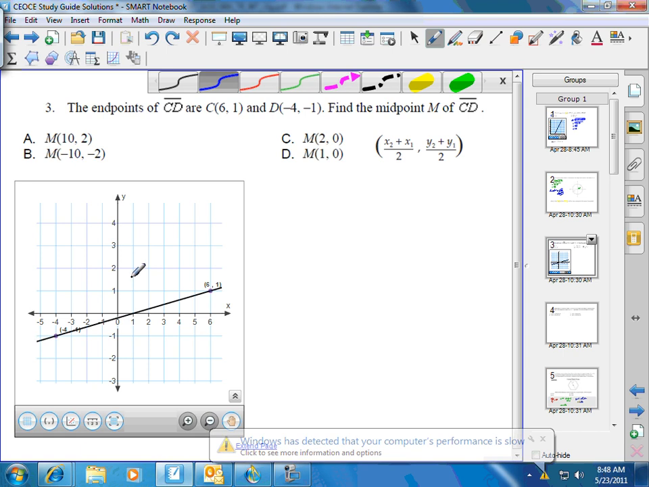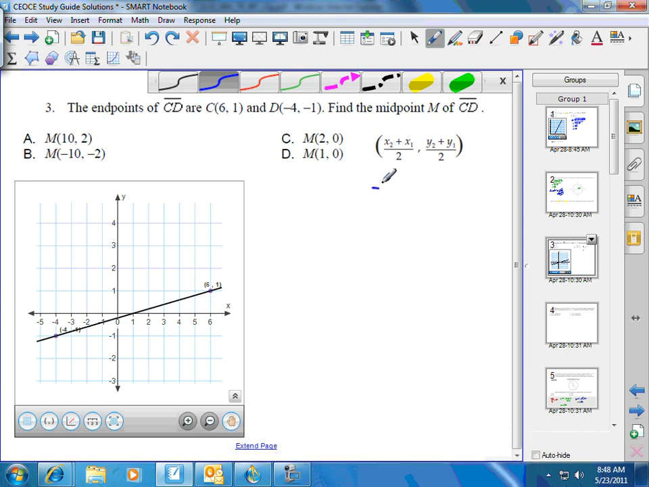So we're going to add negative 4 and 6, and divide by 2. And 1 plus negative 1, and divide by 2. So that's going to give us our x and y coordinates. Negative 4 plus 6 is 2. 2 divided by 2 is 1. And 1 plus negative 1 is 0. 0 divided by anything is 0. So our midpoint is at 1, 0.